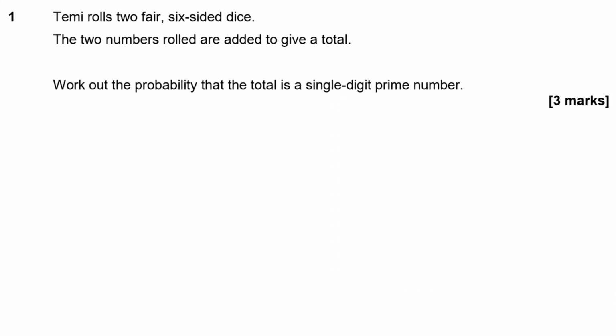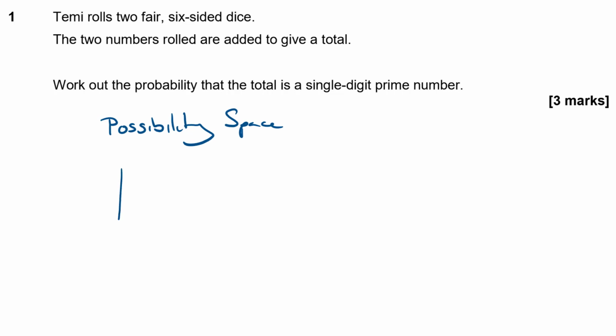Question 1. Temi rolls 2 fair 6-sided dice. The two numbers rolled are then added to give a total. Work out the probability that the total is a single-digit prime number. So when you're combining the outcomes of two separate events like this, a good way of arranging it is in a possibility space, which is a little bit like a table where you put all the different values in.